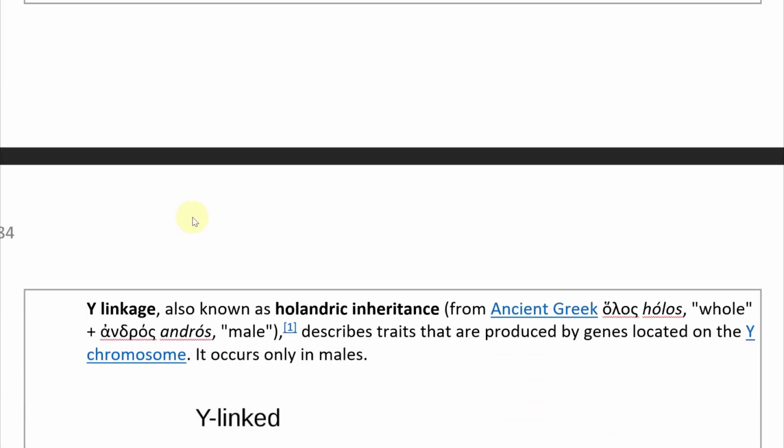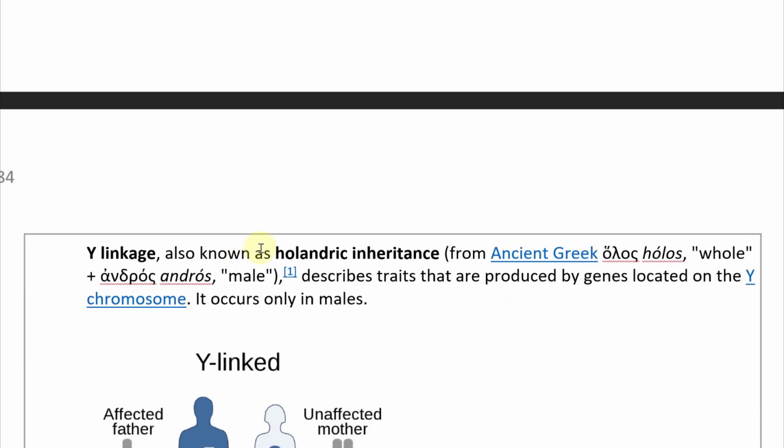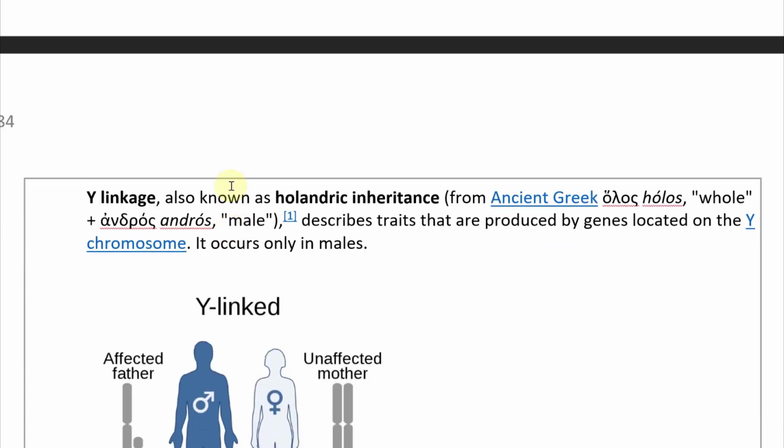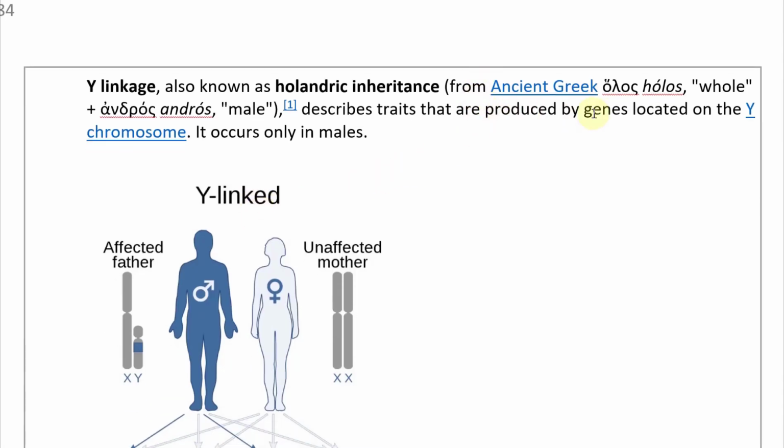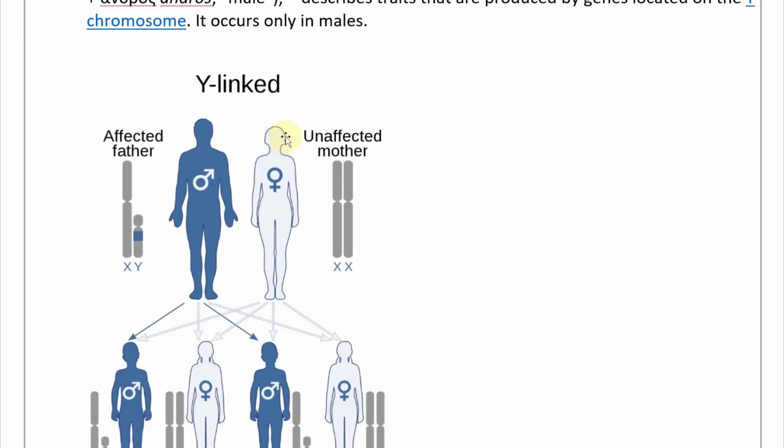All right, so now let's look at Y-linked inheritance, also known as holandric inheritance from ancient Greek. This holos, whole, and this andros, male. So it describes traits that are produced by genes located on the Y chromosome. It only occurs in males.